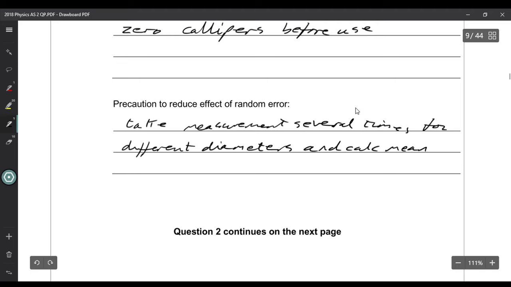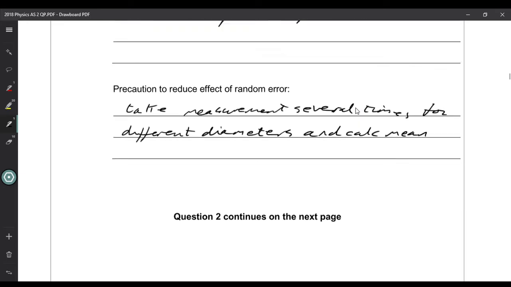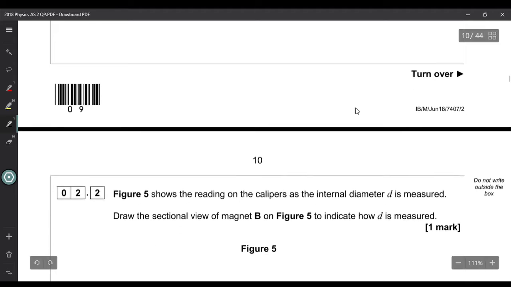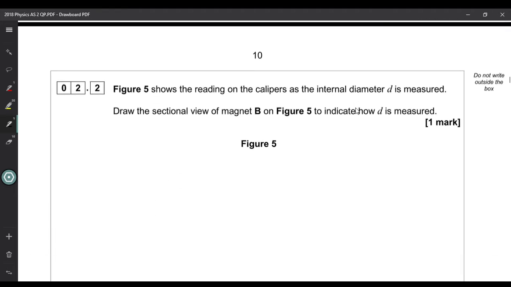Okay, so you're actually telling the examiner what you're taking several measurements of. So the next part says figure 5 shows the reading on the calipers as an internal diameter is measured. Draw the sectional view of the magnet B on figure 5 to indicate how D is measured.